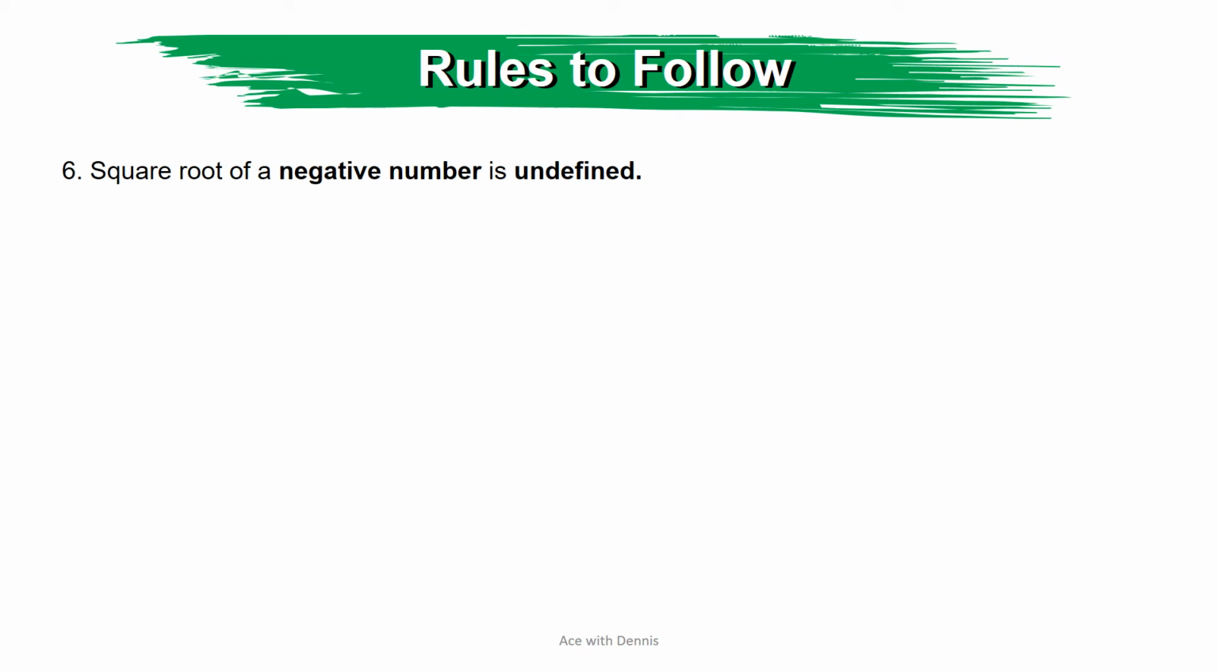Rule number 6. Square root of a negative number is undefined. For example, square root of negative 4 is undefined. Square root of negative 25 is also undefined. As we know that even if two negative numbers multiply together, we always get a positive. For example, negative 2 times negative 2, we get positive 4, which we have seen in the previous rule.